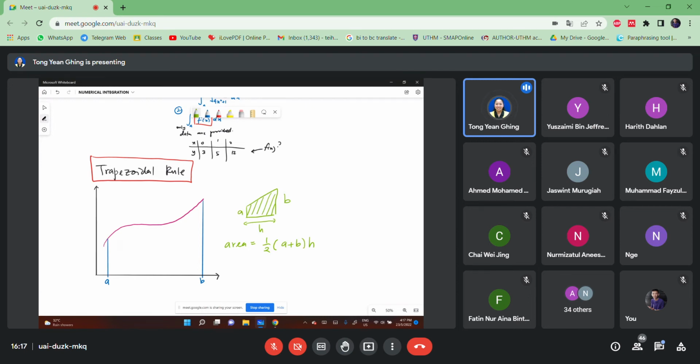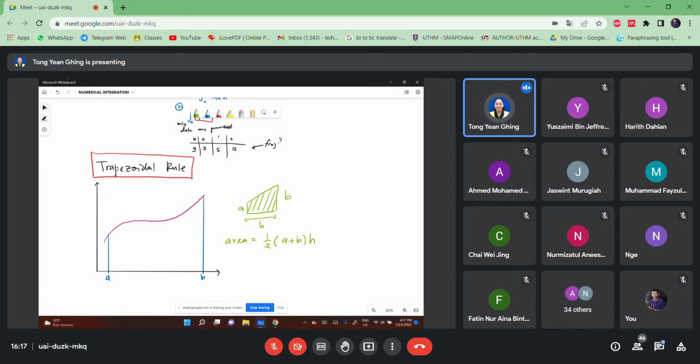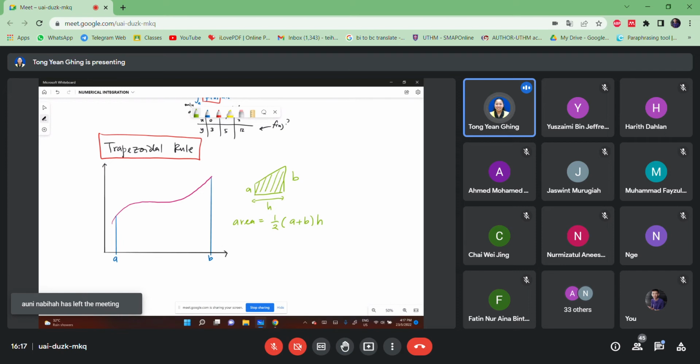Okay, so back to this one. If I'm too fast, let me know, okay? If I'm too fast, let me know. So far, okay? Semua okay? If okay, then you type 1. Too fast, then type 2.